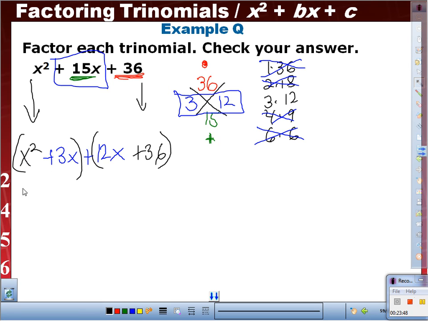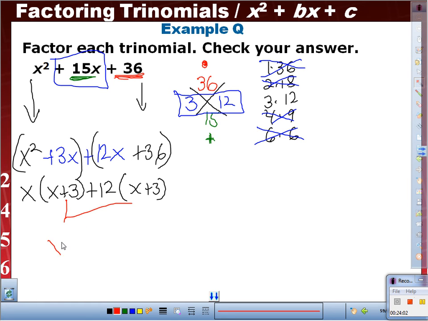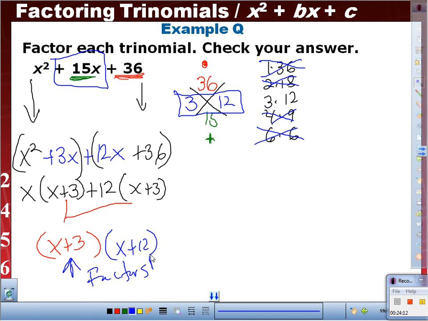What is the GCF for these two? X, and I'm left with x plus 3. Plus, what's the GCF for these two? 12, and I'm left with x plus 3. What's my GCF for those two terms? X plus 3, and what's left over? X plus 12, and those are my factors. Copy that, please. You're like, what just happened? Copy that, please.